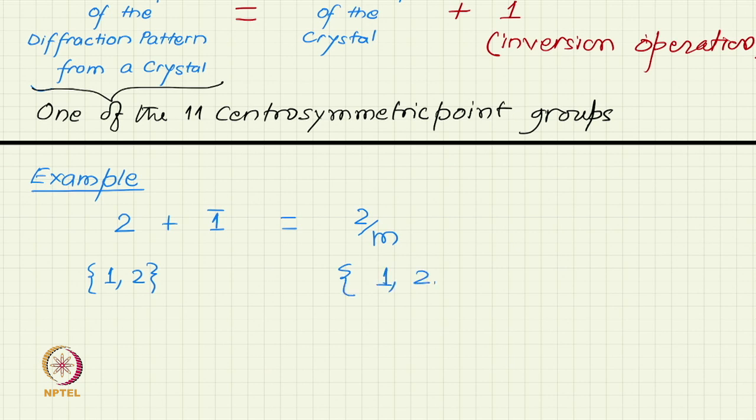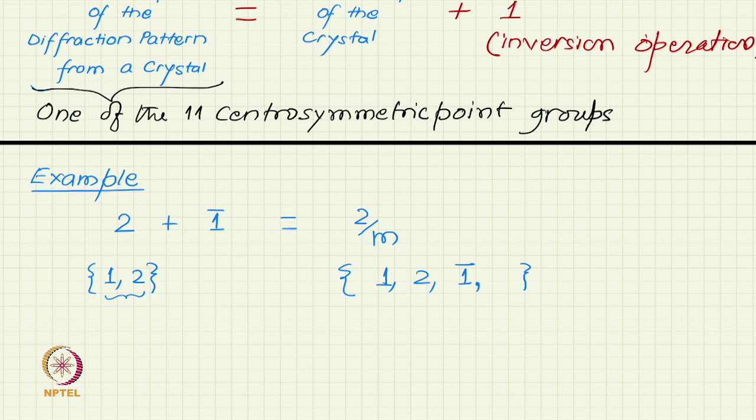1, 2 and 1 bar, but that will not be enough to complete the group, because a group should satisfy the closure property. So, this 1 bar operation will combine with both the operations 1 and 2.